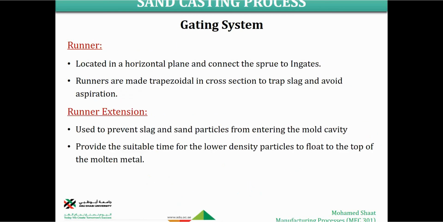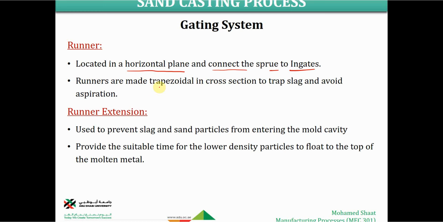Okay, the element that comes next, what comes after the sprue well, would be one runner or more as we just discussed here, right? So the runner is located in a horizontal plane and connects the sprue to the in gate. It connects the sprue because what comes after the sprue should be the sprue well, then the metal from the sprue well will be distributed to the runner, and the runner is going to start to give the molten metal through the gates.